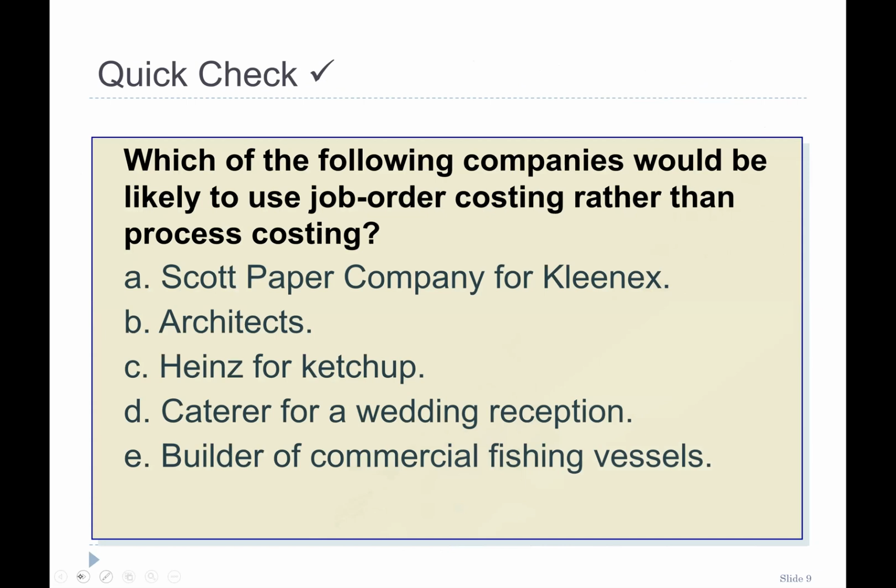So if you understand job order costing and process costing, then answer this question. Which of the following companies would be likely to use job order costing rather than process costing? Number A, the Scott Papers Company for Kleenex. Job order costing or process costing? Process costing.